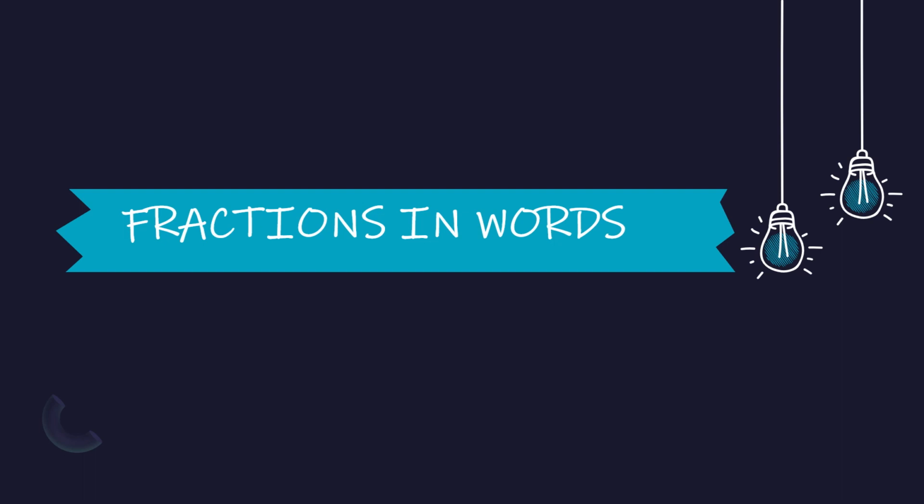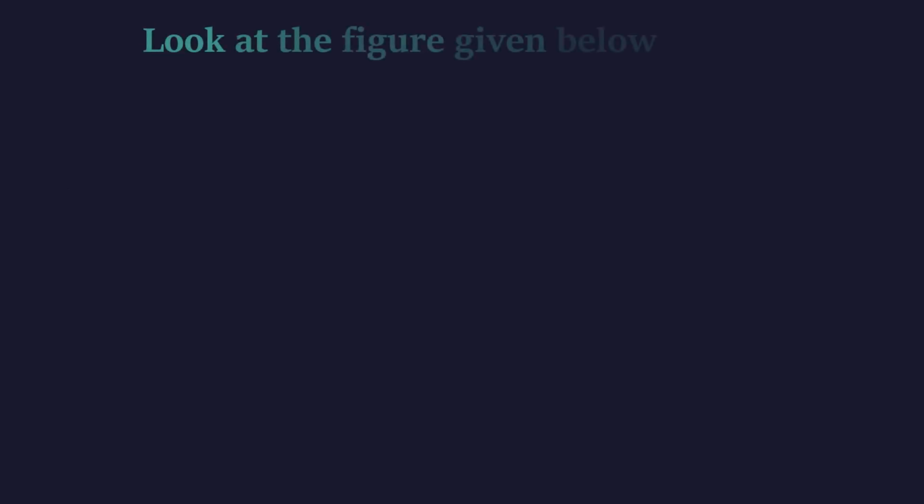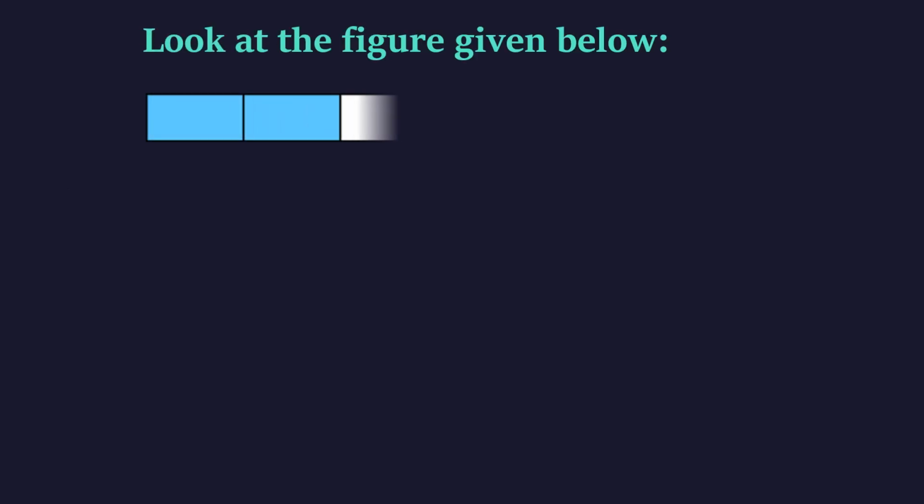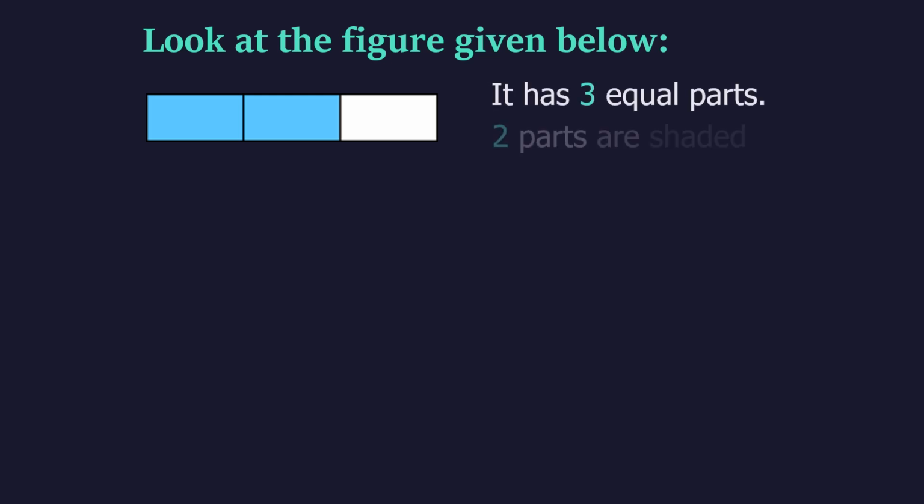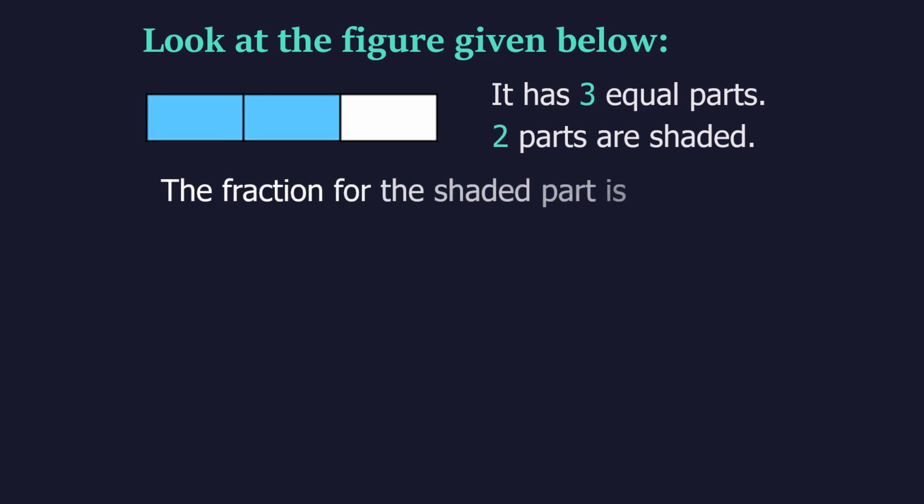Now let us learn how to write the fractions in words. Look at the pictures. We have 3 equal parts. How many parts have been shaded? 2. So 2 parts are shaded. So the fraction for the shaded part is 2/3. So out of 3, 2 has been shaded.